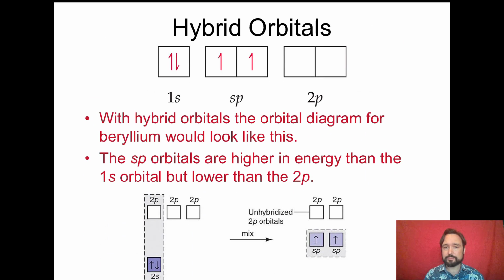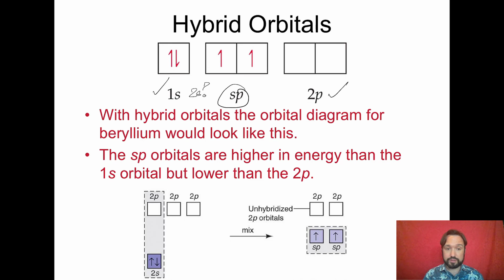Energetically, what's going on? Where does the sp orbital fit in terms of either the 1s orbital that's lower, or the 2s and 2p orbitals that we started with? Because missing here is, where'd my 2s go? Well, when we promoted that electron, we really did move it around. Let's shift this down a little bit.